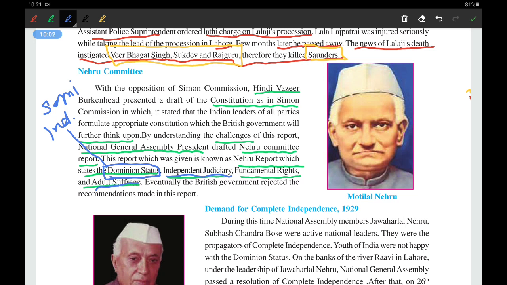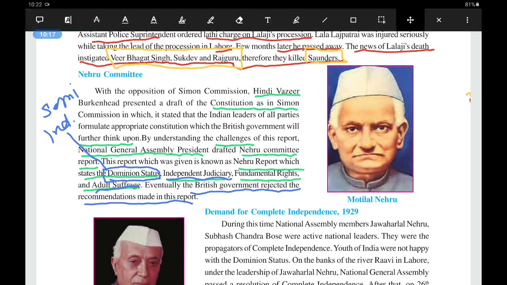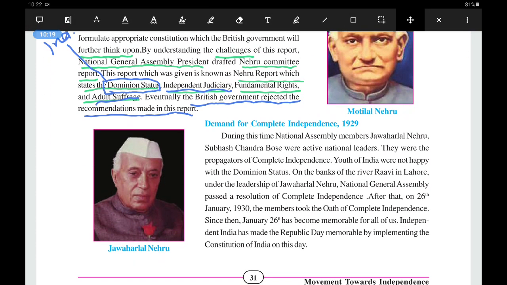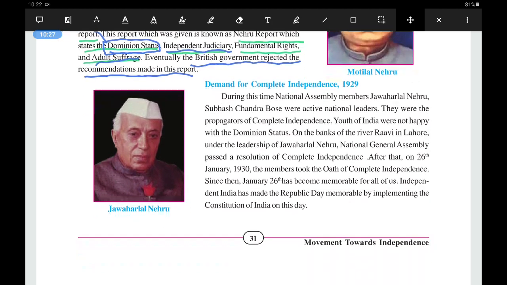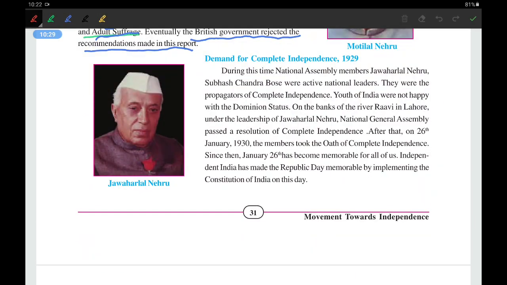Eventually, the British government rejected the recommendations made in this report. Now they wanted complete independence, as these rights were not given to us. So now they asked for complete independence in the year 1929.